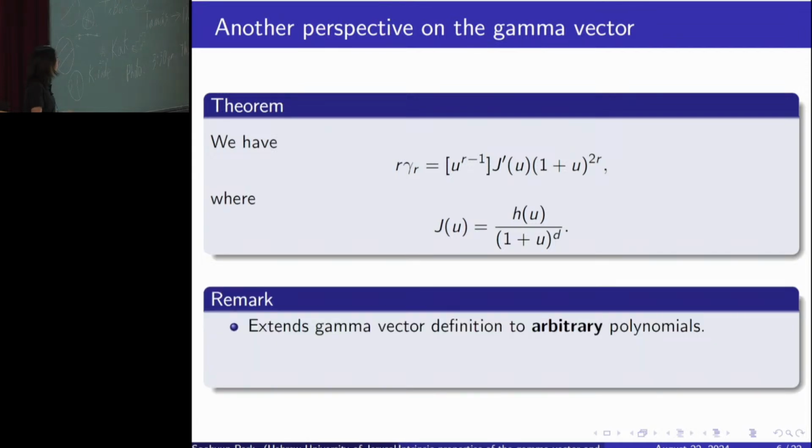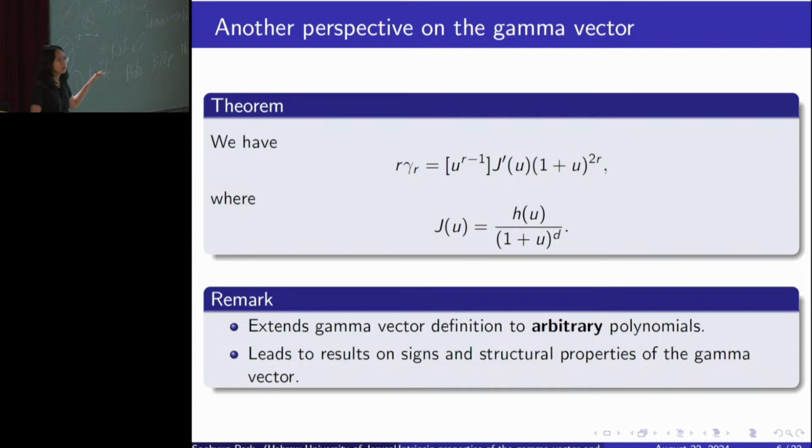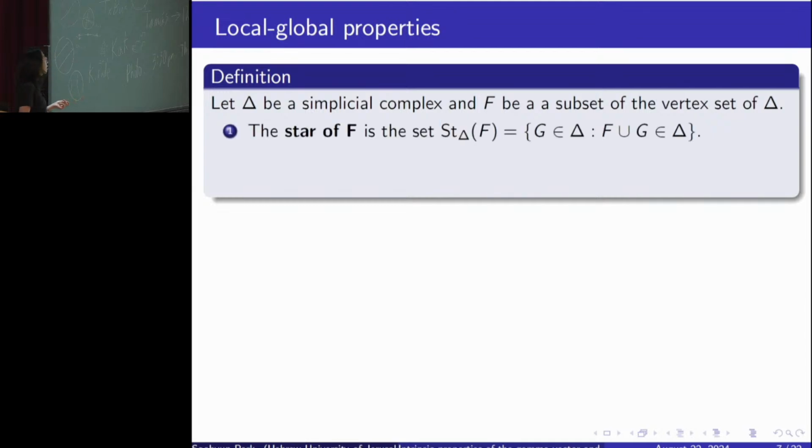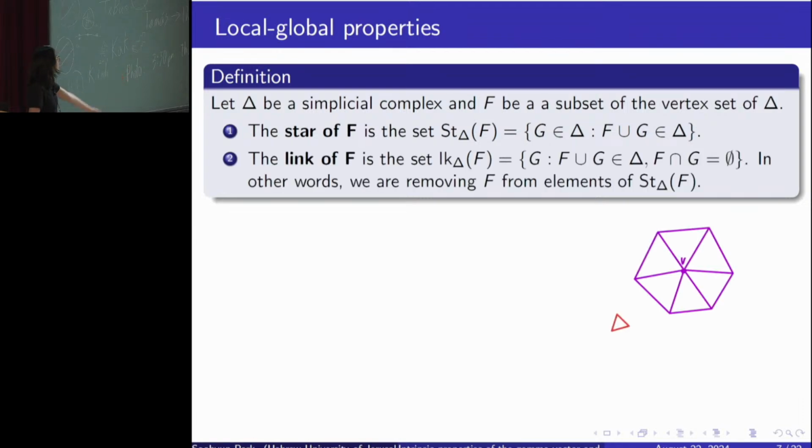So, what does this do? Just as a start, it extends the definition to whatever polynomial you started with. And you can actually use this to say some quantitative stuff about signs and structural properties of the gamma vector. Okay, so just to take this formula for a test drive, it turns out that, at least somewhat heuristically, it says something about local-global properties of simplicial complexes. So let's say delta is some simplicial complex and F is some subset of the vertex set. What we mean by local has something to do with faces that contain a particular subset, called a star, or I can just remove it, the link. So it's in the neighborhood, but not that thing itself.